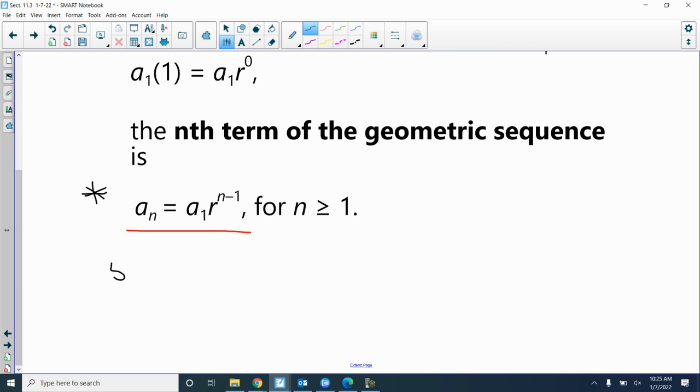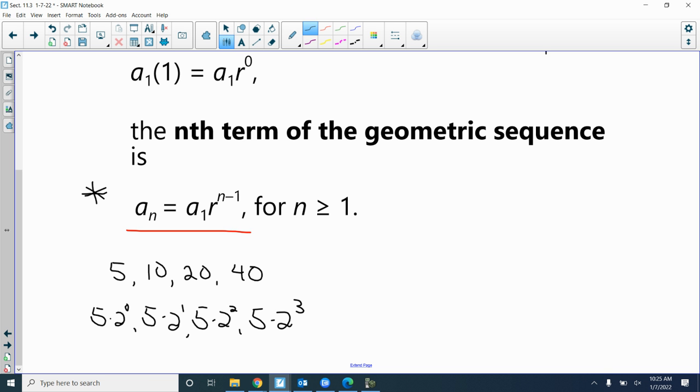Okay, so we had 5 and 10 and then 20 and then 40. So like this would be your first term here. That would technically be 5 times 2 to the 0 power. And this is 5 times 2 to the first, 5 times 2 squared, 5 times 2 cubed. Okay, so it's always going to be n minus 1 there for that power. Make sense to this point?